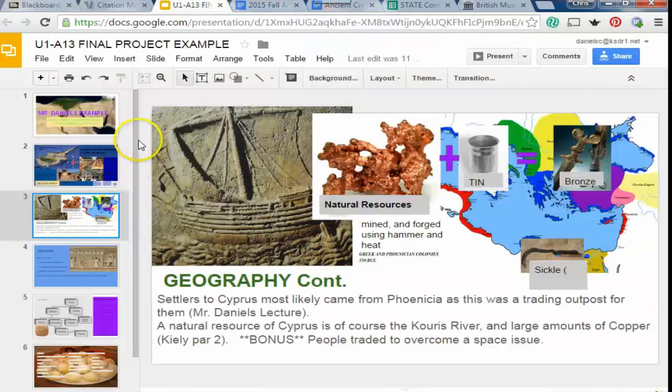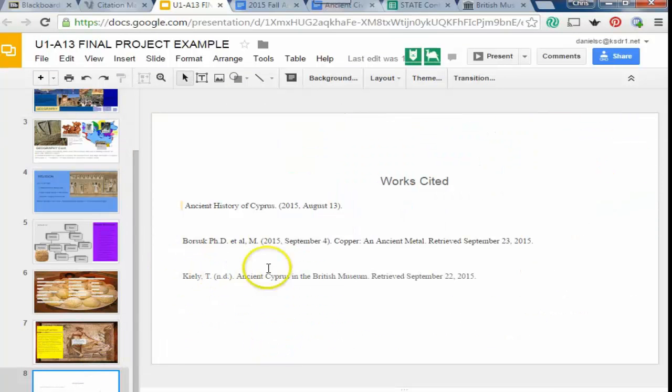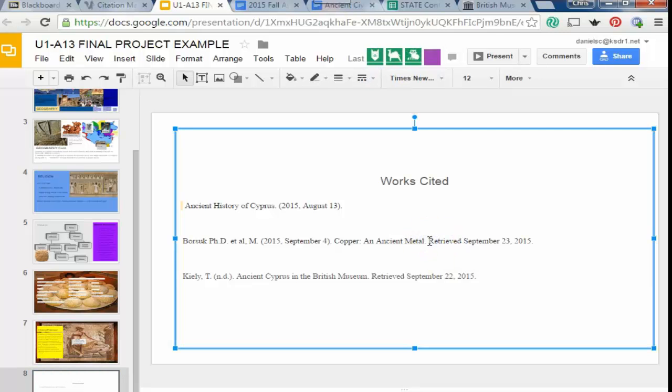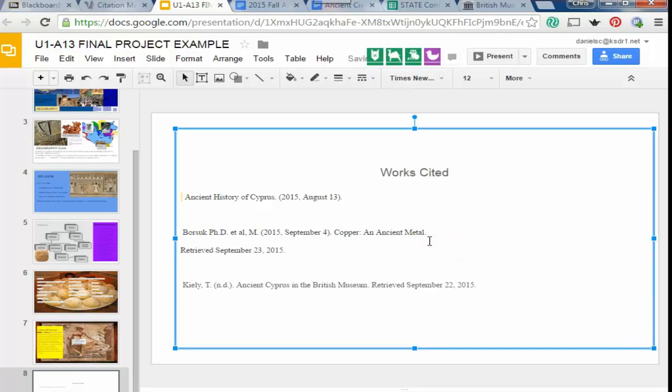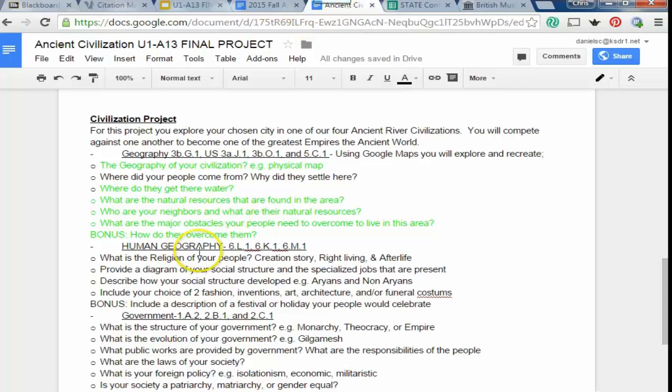And then I simply added a slide at the end and pasted my citation in there. If your citation were to go over 2 lines, you would need to hit enter, and it should be tabbed over like this. The other thing about the citations you'll notice is that they are in alphabetical order. Okay? So let's jump back to our checklist.